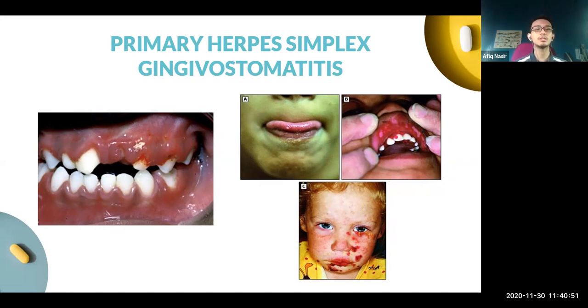So what actually differentiates primary herpes simplex gingival stomatitis and HFMD are the seasonality of the disease, as HFMD usually comes in seasons, whereas this disease does not. And HFMD also has peripheral lesions, extremity lesions, which are the exanthems, which happen between the hands and the feet. Unlike this disease, primary herpes simplex gingival stomatitis, it doesn't have extremity lesions.